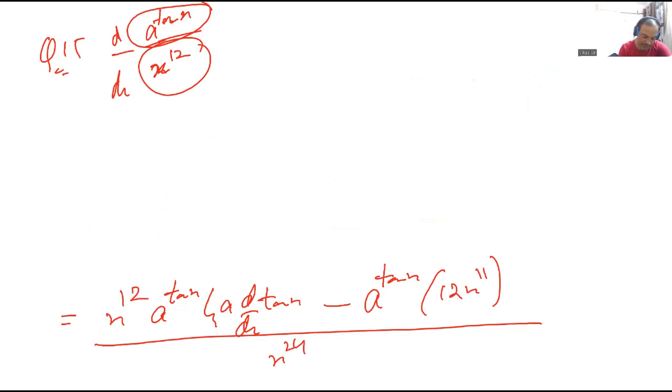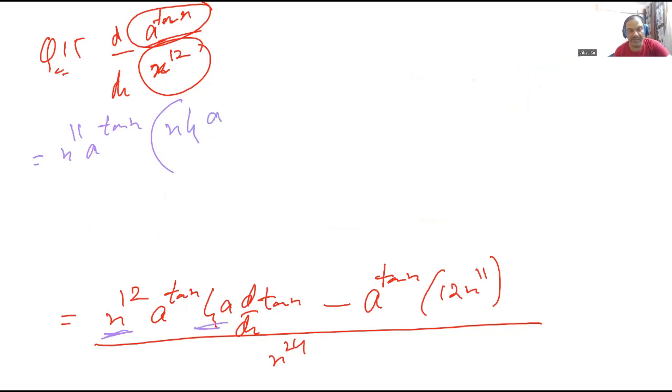Okay. Now, what I can say here, first of all, I can take something common. I can take x raised to power 11 common, and a raised to power 10x common. Now in this case, I will be left with x, and this whole thing log a.